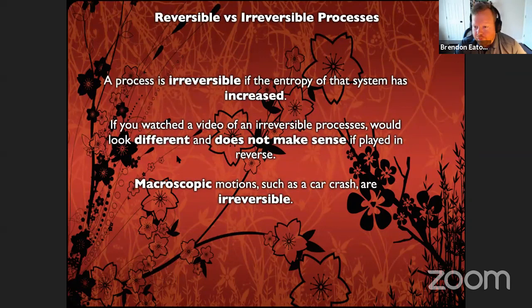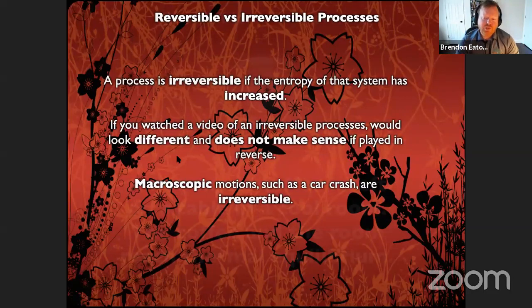And let's talk about irreversible. So basically the complete opposite. Irreversible is when the entropy of the system, the disorder of the system, has increased. Now, if you watched a video of an irreversible process that you took, it would look different and does not make any sense if played in reverse. I'll show you a couple of examples in just a moment. But with irreversible processes, we typically think about more of a macroscopic scale of motions. And the example that I have here is a car crash, and we label that as an irreversible process.